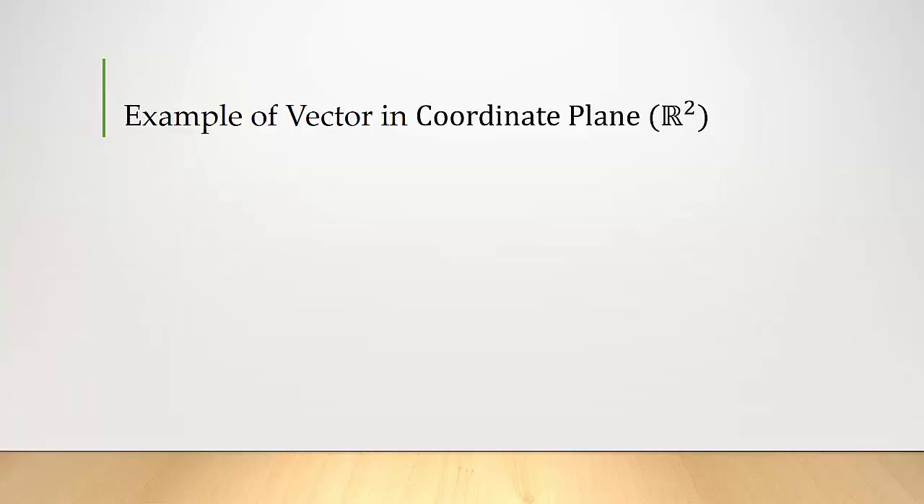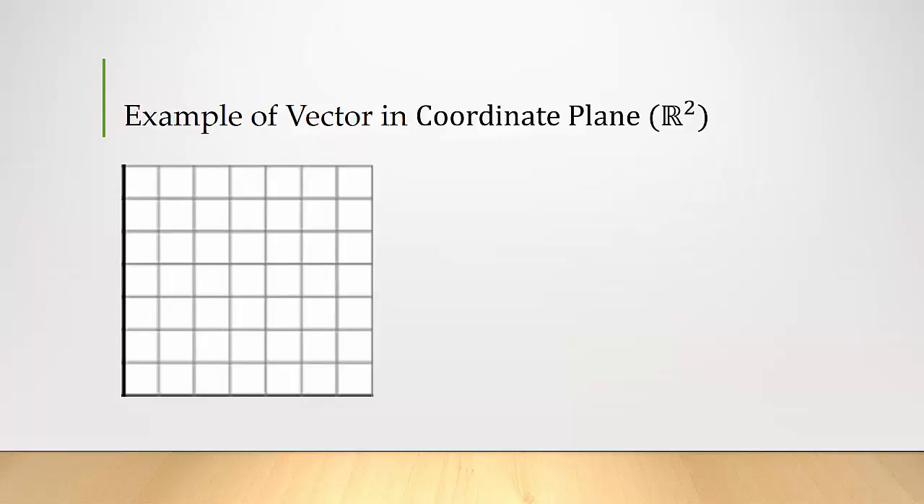Oftentimes we're going to want to put vectors on the coordinate plane or in R2 so that we know where we're starting and where we're ending. So let's say I have the coordinate plane here, we have the x-axis, and we have the y-axis, and I look at the coordinate point 3, 4. Well, we denote this point with parentheses, (3, 4).